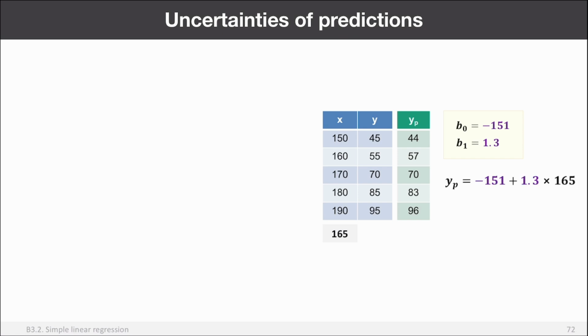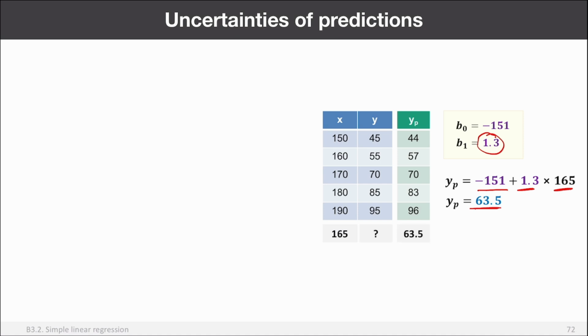So we simply take 165, multiply by B1, it's a slope, right? So we know that for every centimeter, we should take 1.3 kilograms, right? So this is the effect of height on weight. And then we subtract 151. So this is the result. So this is the predicted weight of this person.